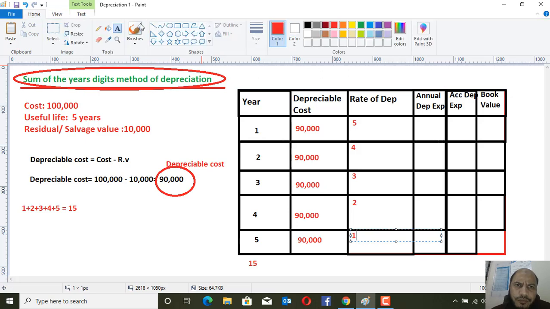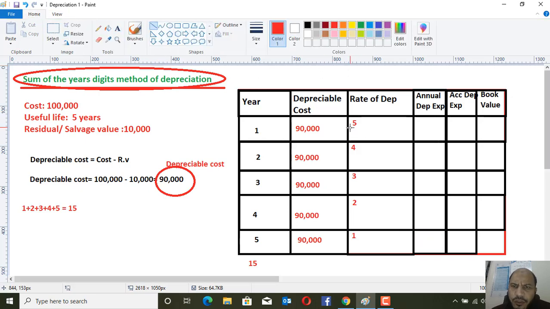What will we do further? We will divide this 5, and also this 4, and also this 3, along with these 2, and then 1. These all are the number of years which have remained until the end. And what is the total of these digits? You may see over here we have added each and every digit and we found 15 as the total sum of the digits.